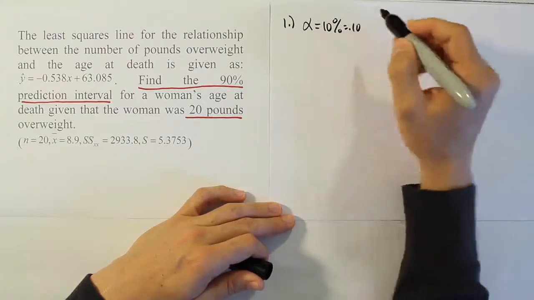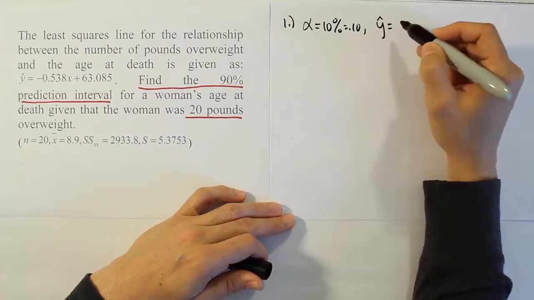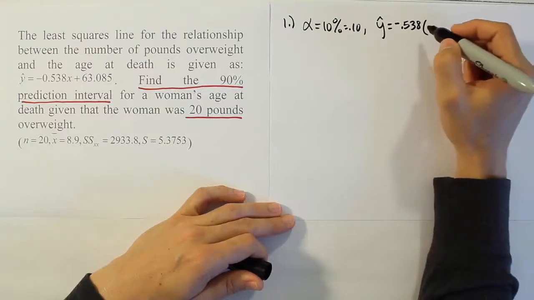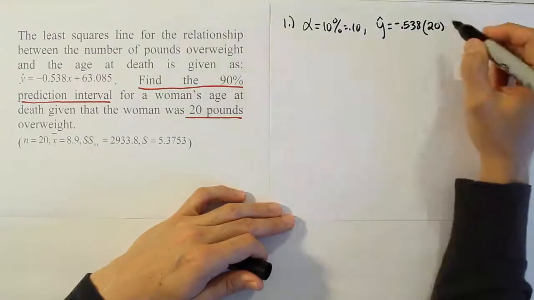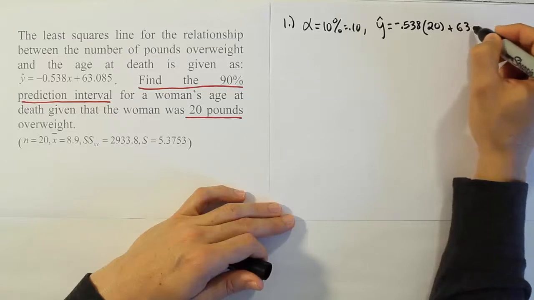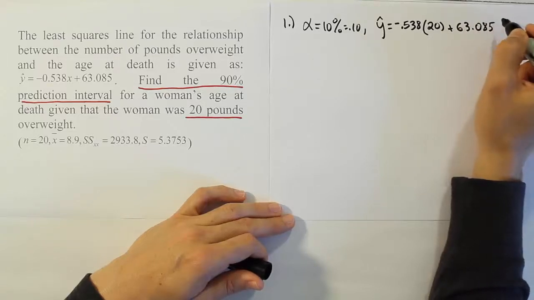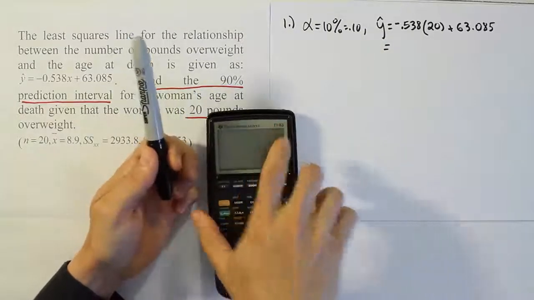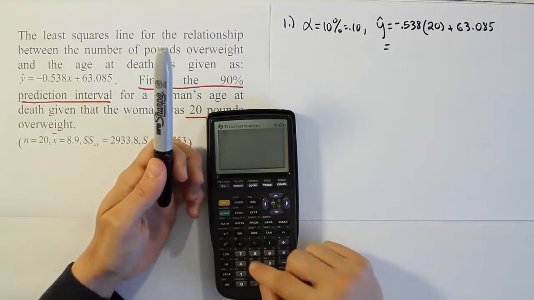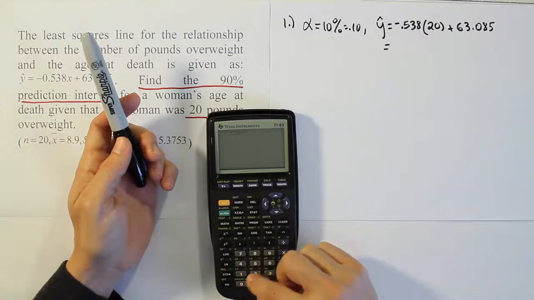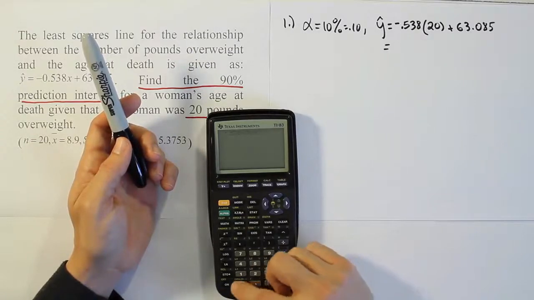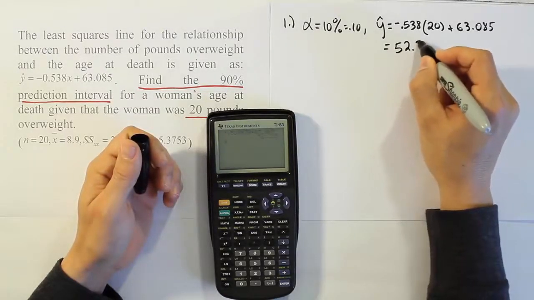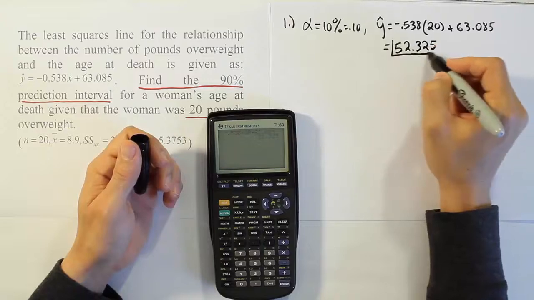Or 0.10. Now, the equation for y hat is given as minus 0.538 times x. Now, x is going to be 20 for us. That's our predicting x value, 20 pounds overweight, plus 63.085. Okay, now let's plug the numbers into our calculator and get our predicted value, y hat. So we have minus 0.538 times 20 plus 63.085. When you work that out, you end up with the answer 52.325. Okay, so that's your y hat value.